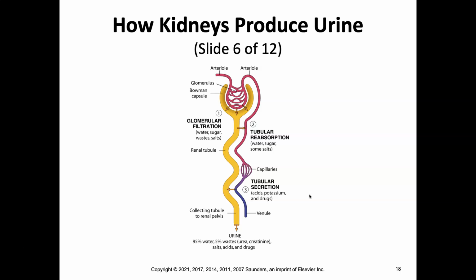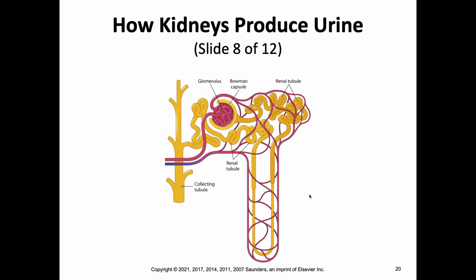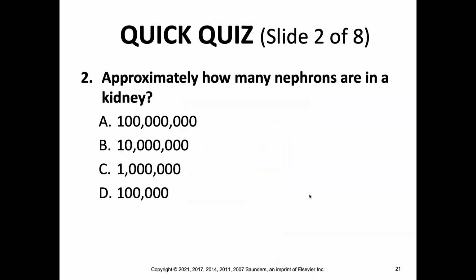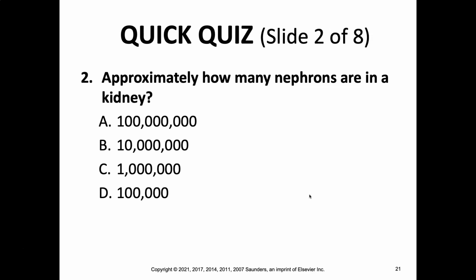So you've got the glomerulus and a renal tubule. They combine to form a unit called a nephron. And again, we get a good visual that helps us understand how this all works together. So how many nephrons are in a kidney? Ooh, did it tell us on the last page? No, it didn't. You might need to go back to your book for that one or Google it.